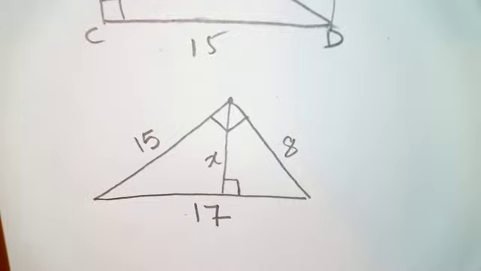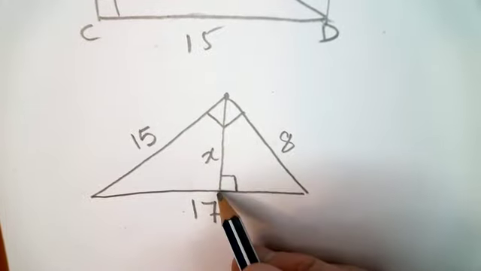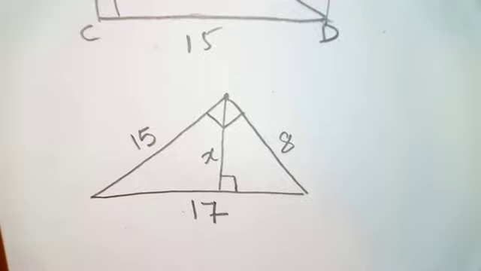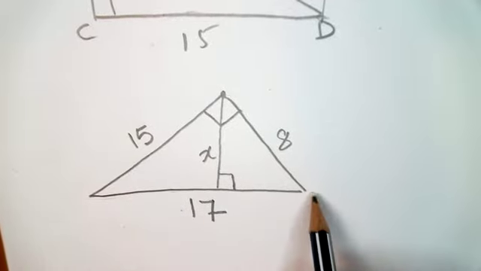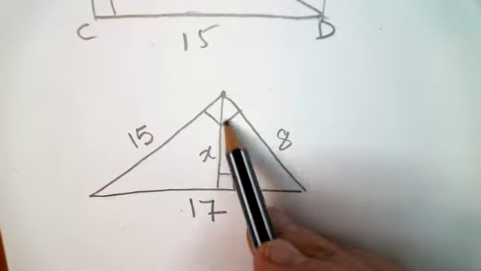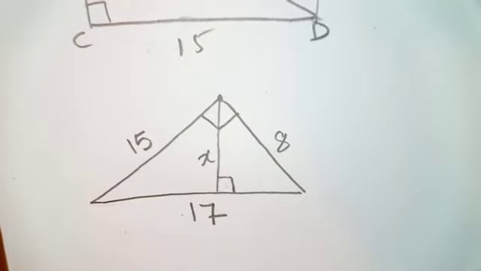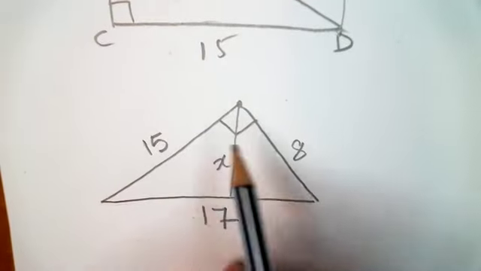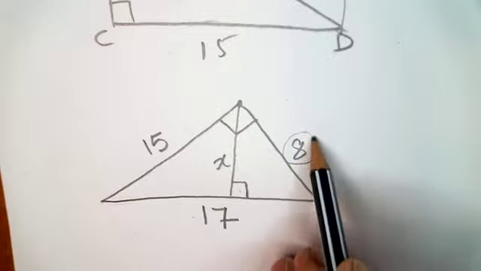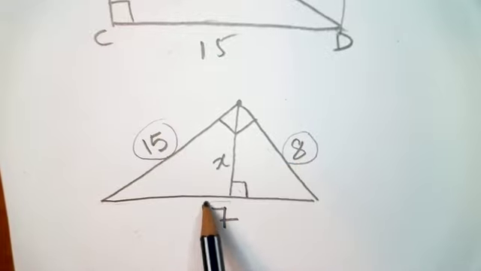But here's the big thing, the important thing. When you create an altitude, you've now created 3 similar triangles. You've got this triangle here, this triangle here, and this triangle here. All those triangles are similar. They all have the same internal angles, and all of their sides are in proportion to each other. So let's have a look now. This is the shortest side, this is next shortest, and this is the hypotenuse.